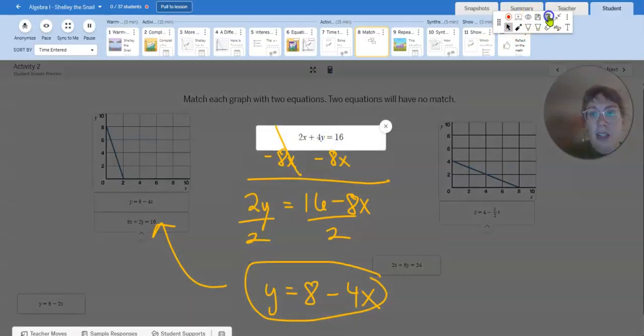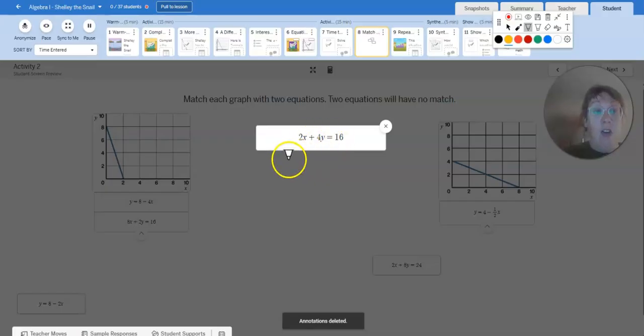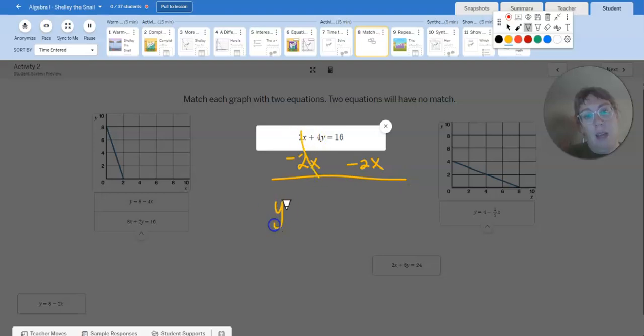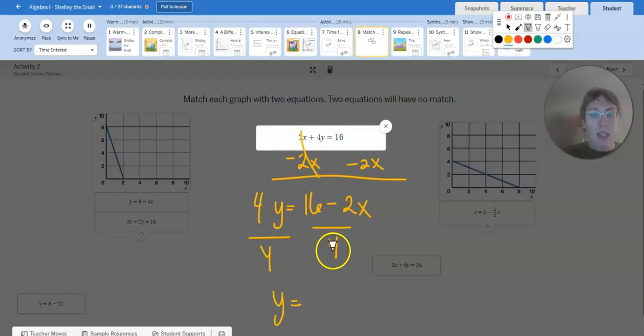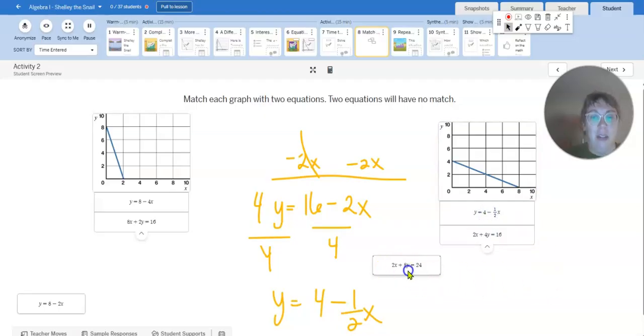Let's look at this equation next, see what we get here. To solve this for y, again, we're going to subtract 2x on both sides, and then we get 4y equals 16 minus 2x. Divide everything by 4, and we get y equals 16 divided by 4 is 4. -2/4 x is the same as -1/2 x. So I got lucky. And there's our second one. So these must be the 2 that do not match. Beautiful.